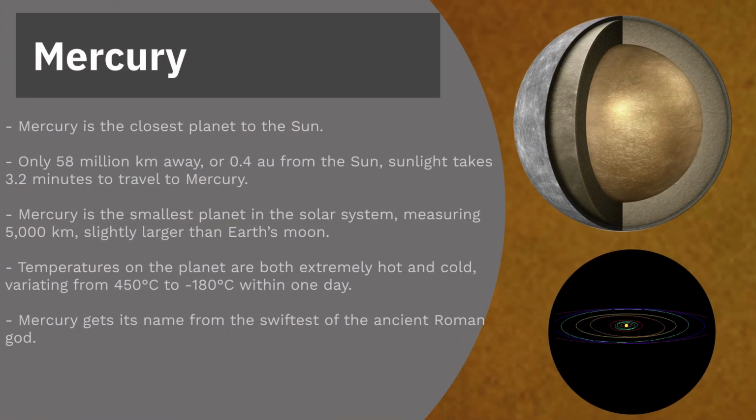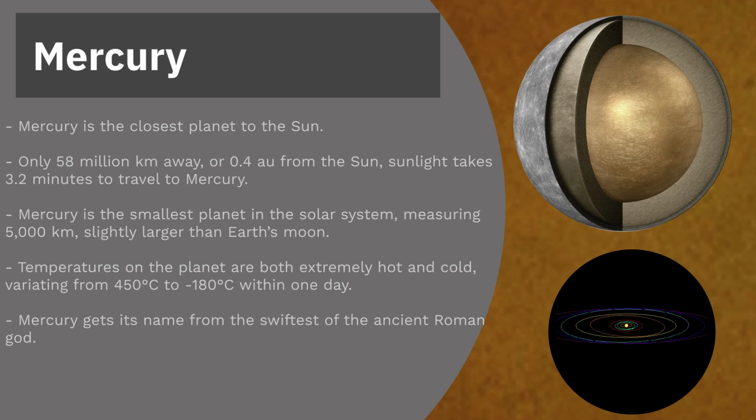Mercury. Mercury is the closest planet to the Sun. On average, it is about 58 million kilometers away, or 0.4 AU. From this distance, it takes sunlight 3.2 minutes to travel from the Sun to Mercury. Mercury is the smallest terrestrial planet, but is the second densest planet in the solar system, right after Earth.